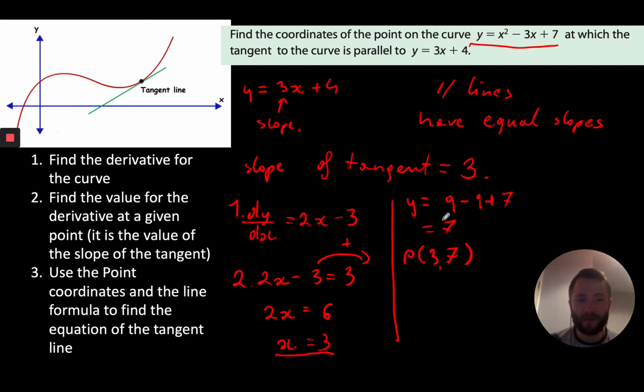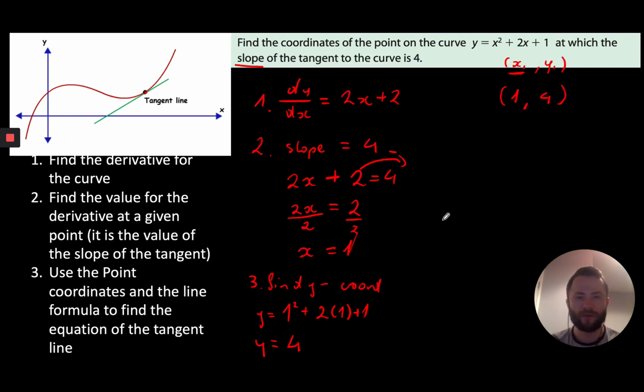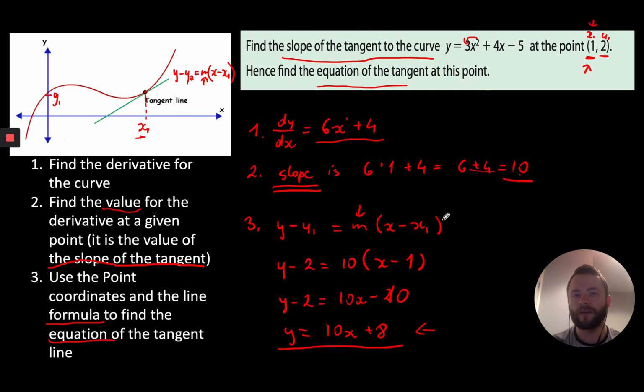So these are the 3 types of problem that we might have to deal with. The first one, where we have to find the equation of the tangent. To find the equation of the tangent, we find the derivative first, we calculate the value of the slope, and then finally we use the formula for a line to find the equation of the tangent.